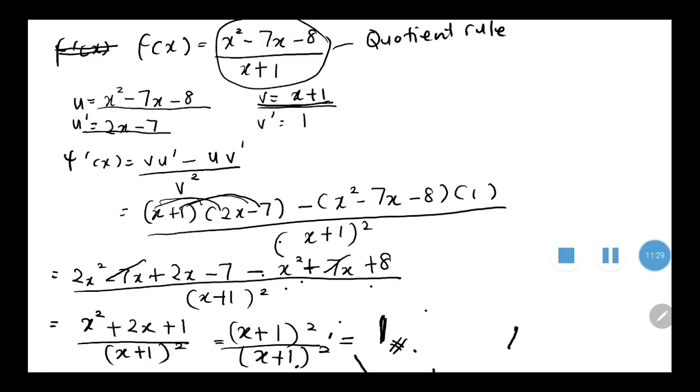So what do you think the answer for f double prime x is? There is no variable x here, so it should be 0. And f triple prime x is also 0. Okay, so now let's move on to the next slide.